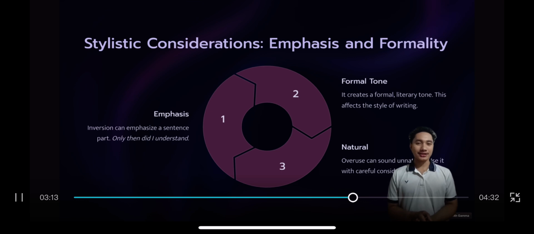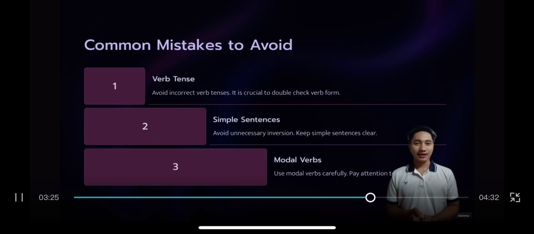Now, stylistic considerations. Emphasis and formality: inversion can emphasize a sentence part. Only then did I understand. In formal tone, it creates a formal, literary tone. This affects the style of writing. Overuse can sound unnatural, so use it with careful consideration.